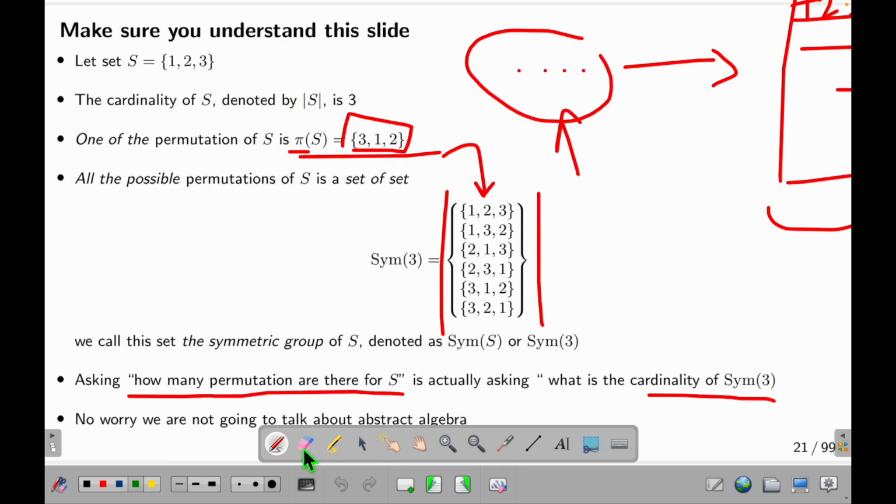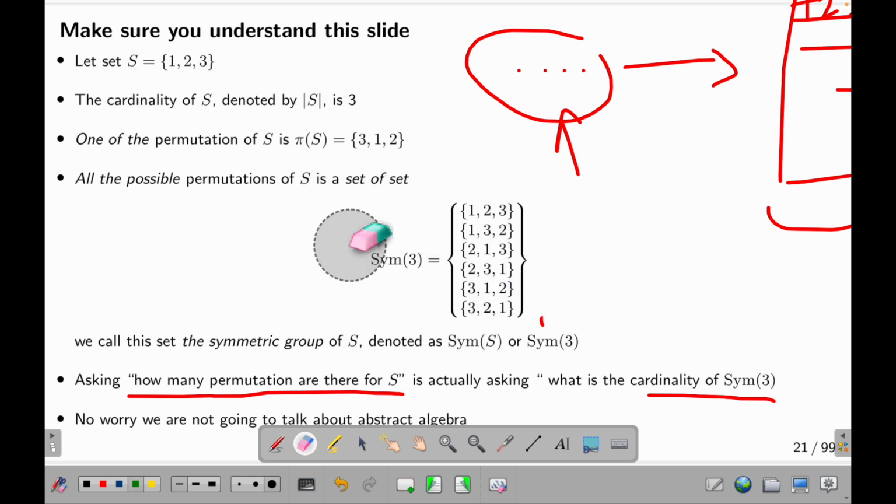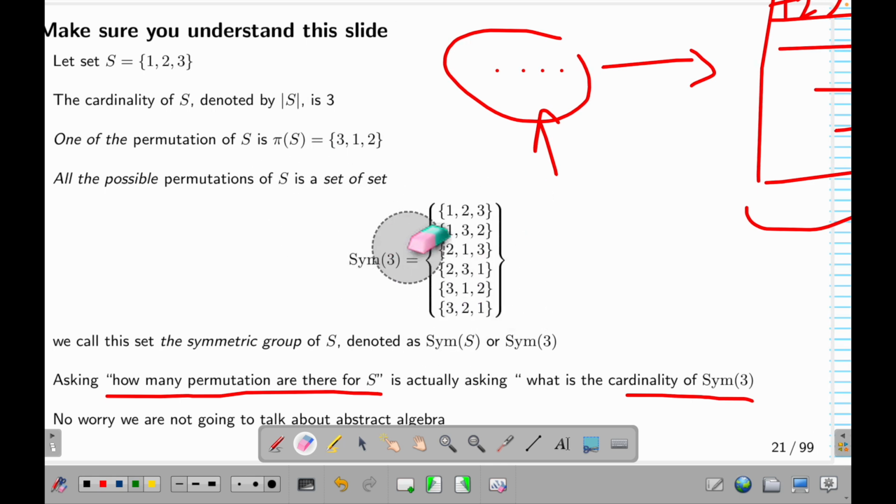And then what the heck is this? Pi, I just said that. Pi ij means put i to j. Okay. Then what is this? This is saying all the possible ways you can make a permutation.